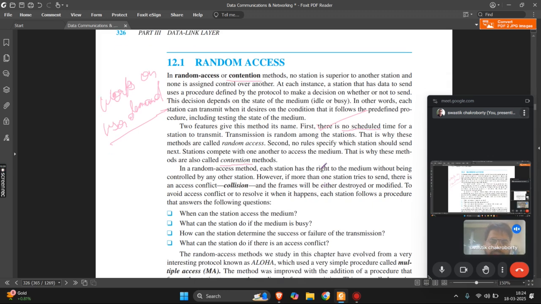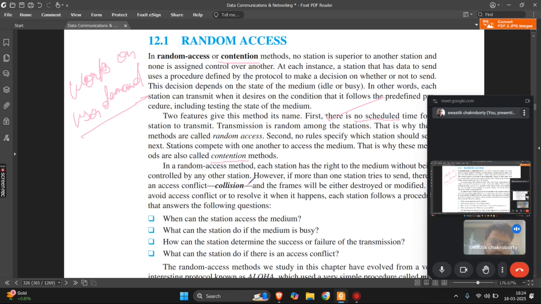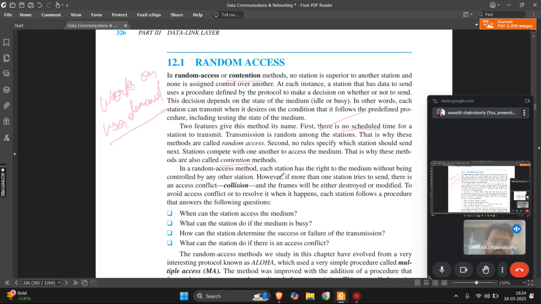However, in the random access method, each station has the right to the medium without being controlled by any other station. However, if more than one station tries to send, that is when you have a problem. One guy wants to send and another guy also comes forward and says, I will also send data. Then we have an event called collision.